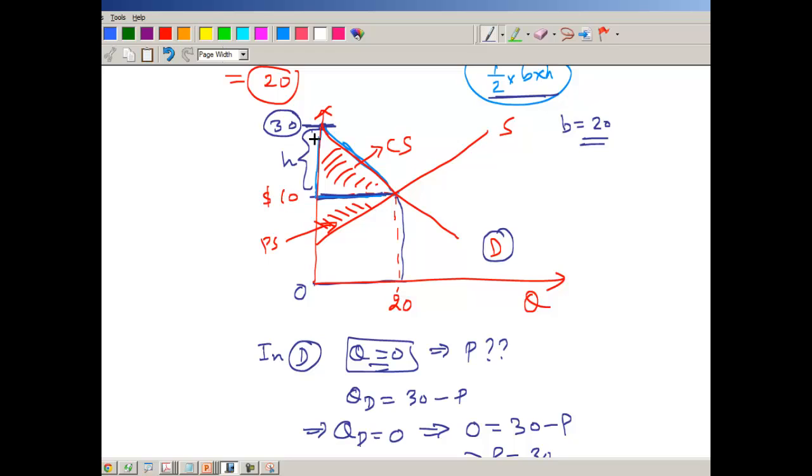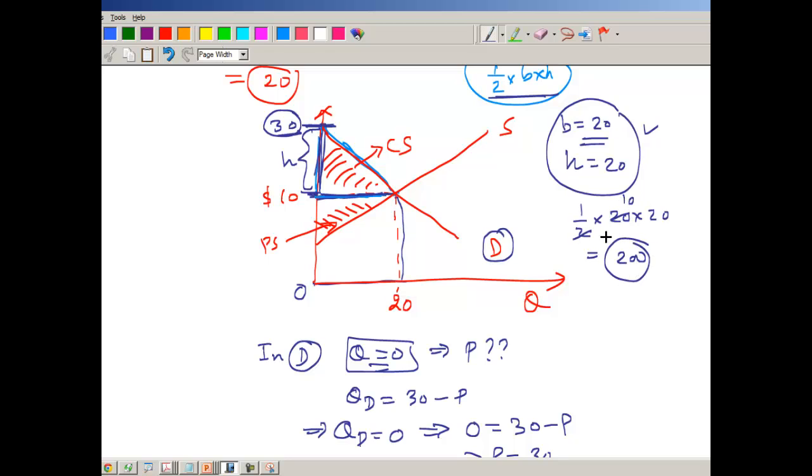Now if this is 30, the gap is what? 30 minus 10, so this is 20. So your height will become 20. So we have obtained the base and height, and as a result I can get the area also, half into base into height. So this will be 10 and 200. So your consumer surplus area is 200. So this is your consumer surplus.